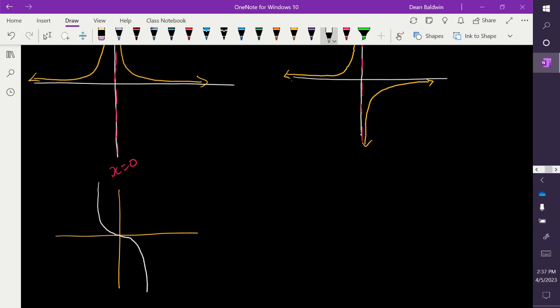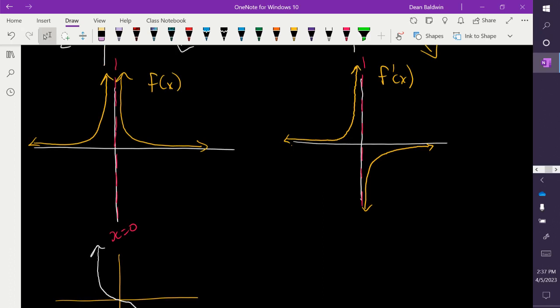Does it have a VA also? Which one? That one? Because it's not touching zero. This one? Yeah, right there. No, do you mean the HA? Yes, it does. I just didn't draw it, but yeah, it does.